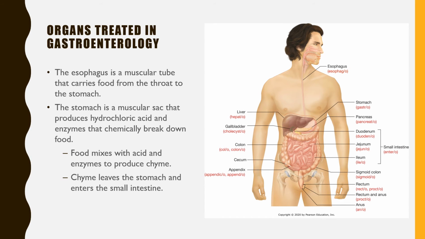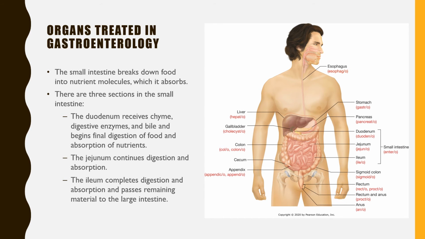The esophagus is a muscular tube that carries food from the throat to the stomach. The stomach is then a muscular sac that produces hydrochloric acid and enzymes that chemically break down food. Food mixes with acid and the enzymes to produce something called chyme, and then chyme leaves the stomach and enters the small intestine.